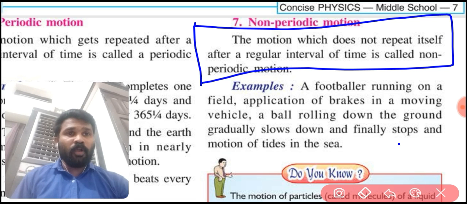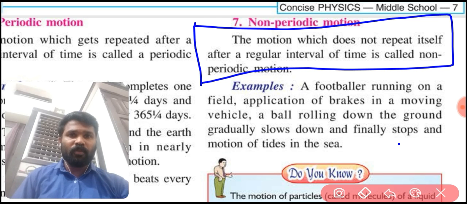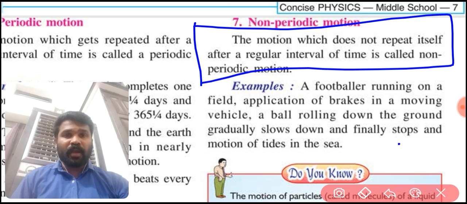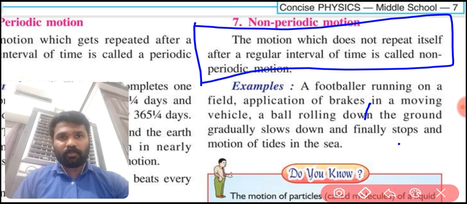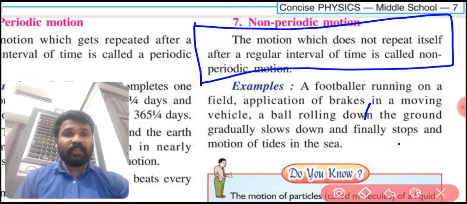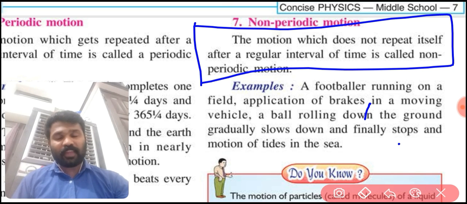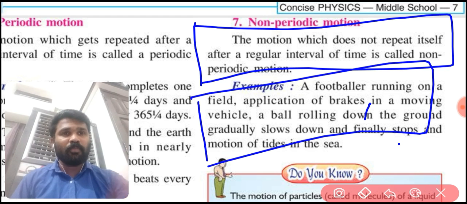Also a ball rolling on the ground gradually slows down. Once you kick the ball, first it will move with speed, and later it slows down and finally it will stop. Is there any particular time to stop? No. So it is a non-periodic motion. And the motion of tides in the sea, is there any particular time? No. So these are all examples of non-periodic motion.